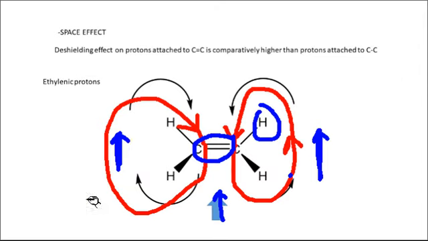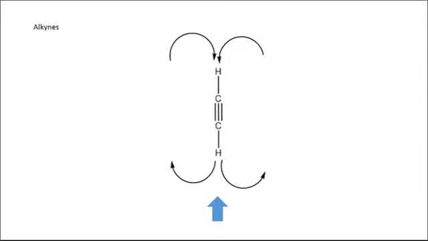Let us try to understand by our next example, that is an alkyne. Here the electronic circulation around a triple bond takes place in such a way that the protons will experience the diamagnetic shielding effect.